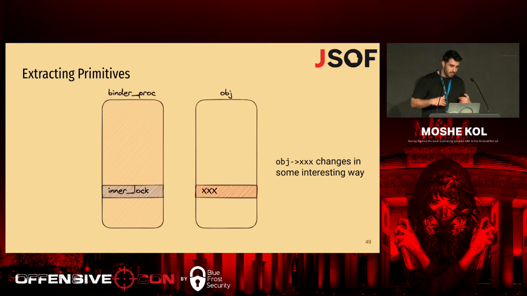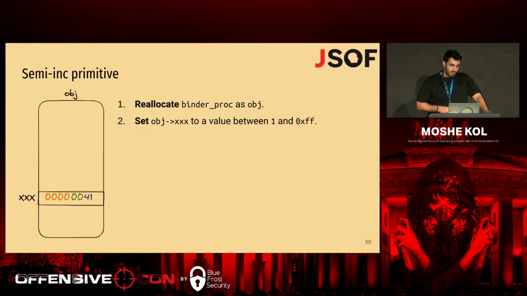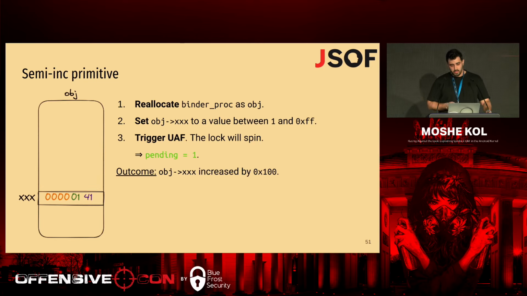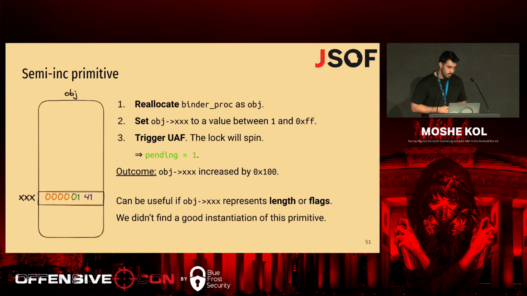Now we'll try to extract some useful memory corruption primitives off of this implementation. The first primitive that comes to mind is the semi-increment primitive. The idea goes like this. We will reallocate the binder proc as some object that has a field that overlaps with the inner lock and set this field to a value between 1 and hex FF. And then we will trigger the use after free. The outcome of this is that the lock will spin and set the pending byte to 1, so we just increase this field value by hex 100. It can be useful if this field represents, let's say, a length.